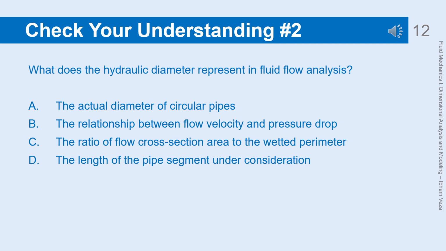Explanation. A is incorrect because the hydraulic diameter is not always the actual diameter of circular pipes. It generalizes to non-circular ducts as well. B is incorrect because the hydraulic diameter does not directly relate to velocity and pressure drop, but is used in determining flow characteristics. D is incorrect because the hydraulic diameter is not related to the length of the pipe segment, but to its cross-section and wetted perimeter.